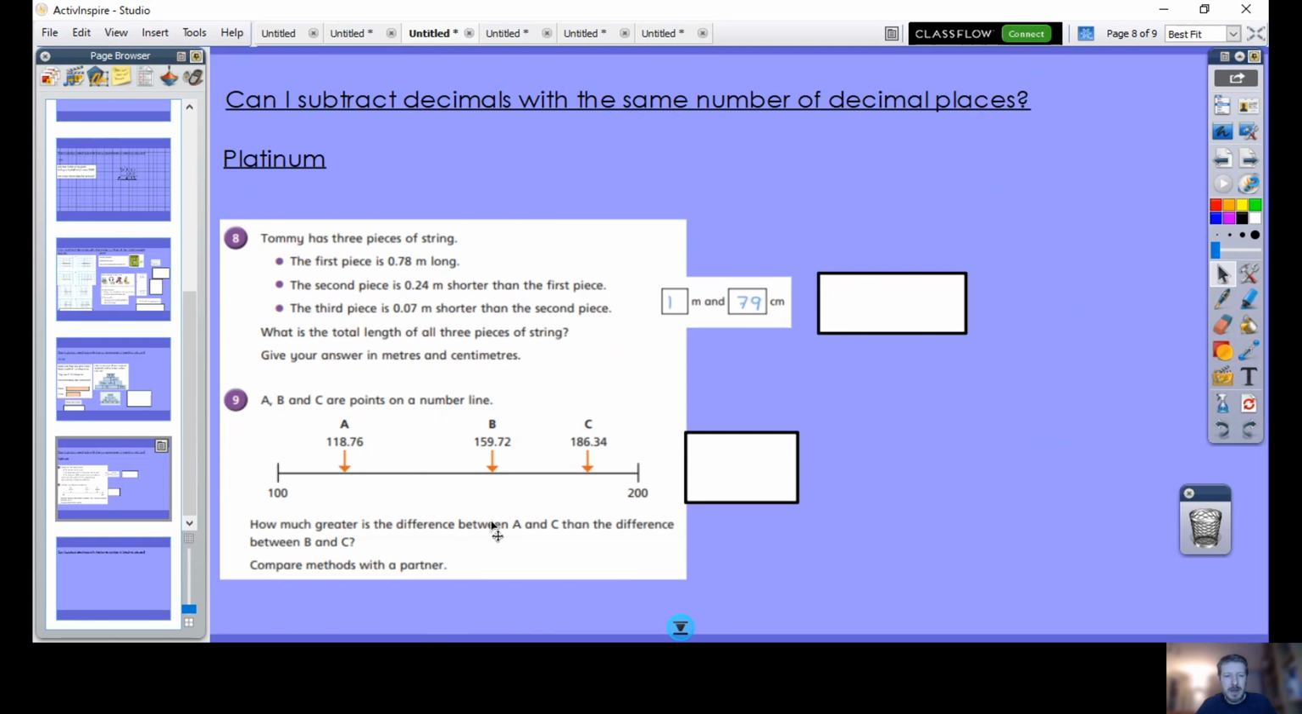A, B, and C are points on a number line. How much greater is the difference between A and C than the difference between B and C? So you would have needed to find the difference between A and C and B and C, and then find out how much greater that difference is. Remember that difference means subtracting. So really important that when we're finding the difference between two numbers, we are subtracting. And hopefully you got 40.96.